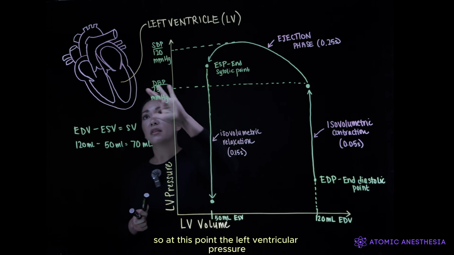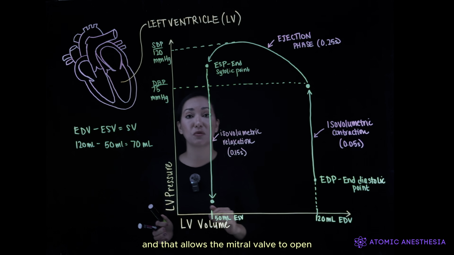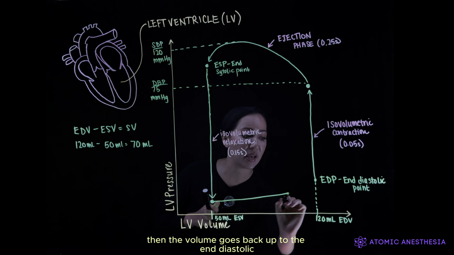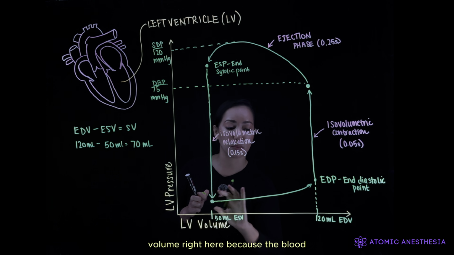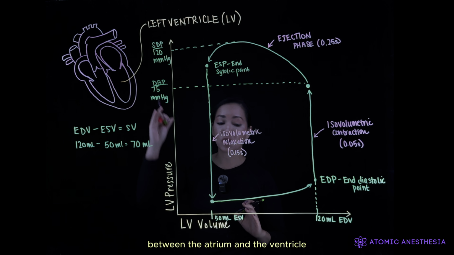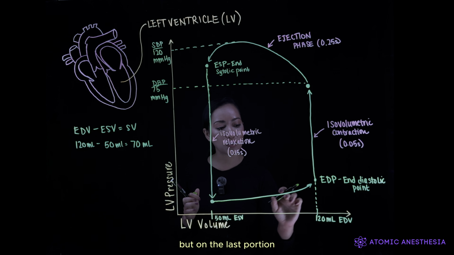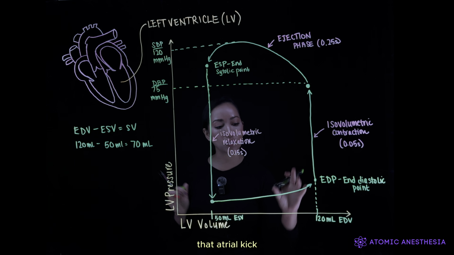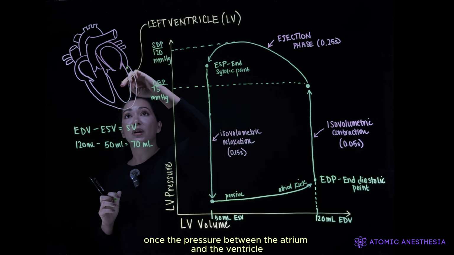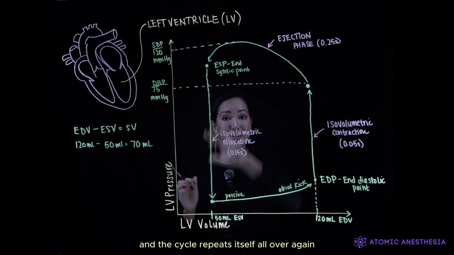At this point, the left ventricular pressure has dropped below the pressure of the atria, and that allows the mitral valve to open. So the volume goes back up to the end diastolic volume right here, because the blood is starting to fill into the left ventricle again, because there's a pressure gradient between the atria and the ventricle. For the first portion, it happens pretty passively, but on the last portion, you get that atrial contraction, or atrial kick, that gives a little bit of a bump in pressure. Once the pressure between the atria and the ventricle starts to equilibrate, the mitral valve will close and the cycle repeats itself all over again.